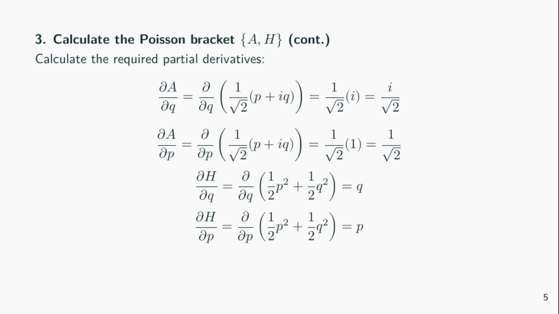Finally, the partial derivative of H with respect to P is the partial derivative with respect to P of 1/2 P squared plus 1/2 Q squared. The 1/2 Q squared term doesn't depend on P, and the derivative of 1/2 P squared with respect to P is P. So this derivative is just P.